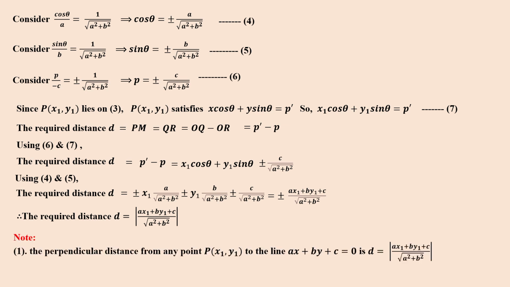So first, note that the perpendicular distance from any point P (x1, y1) to the line ax plus by plus c equal to 0 is D equal to the modulus of ax1 plus by1 plus c divided by root of a square plus b square. Second, the perpendicular distance from the origin to the line ax plus by plus c equal to 0 is only the modulus of the constant term divided by root of a square plus b square.